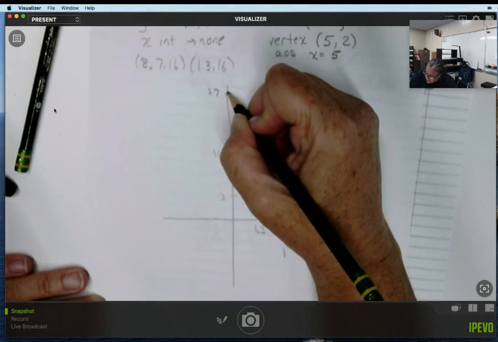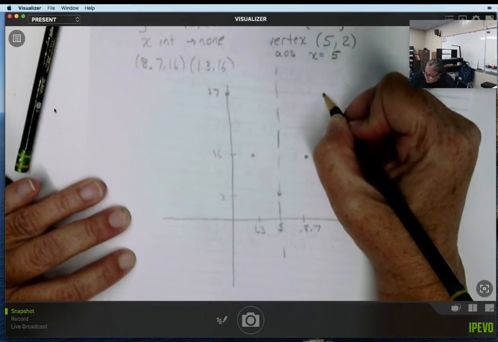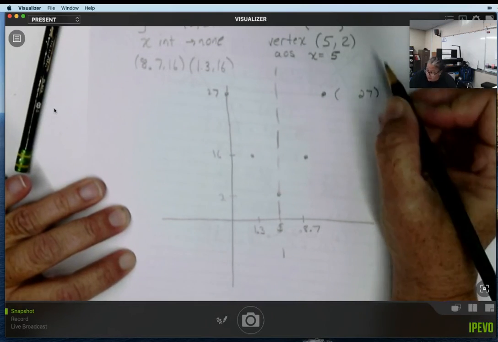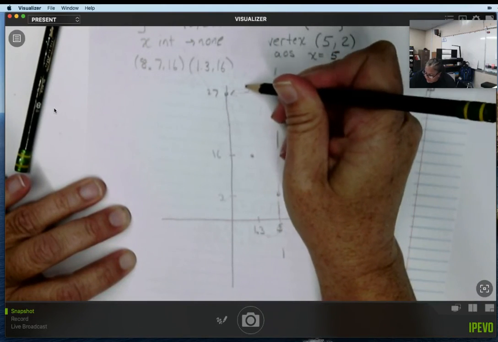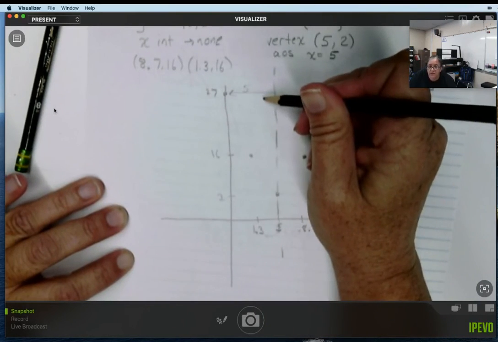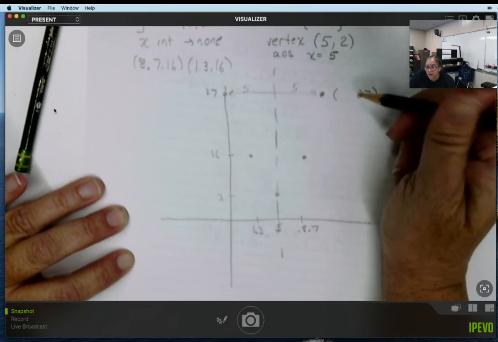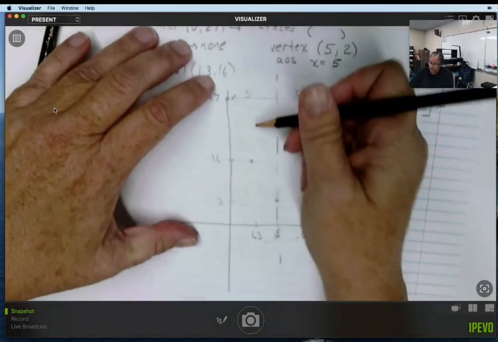Then 0, 27, there should be a reflected point that also has a y value of 27. And how do I find that? Well, this is 5 units that way from the axis of symmetry, so this must be 5 units this way. So it's going to be 10, 27. So now I have all my points.